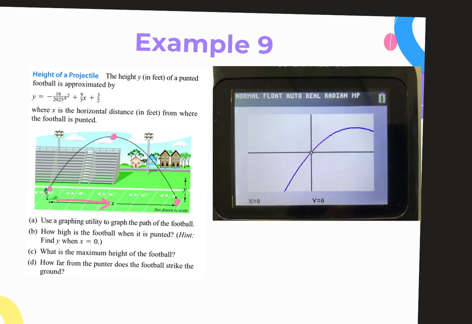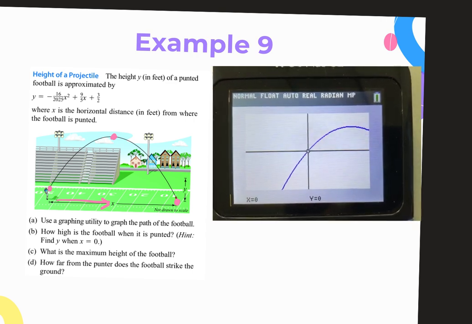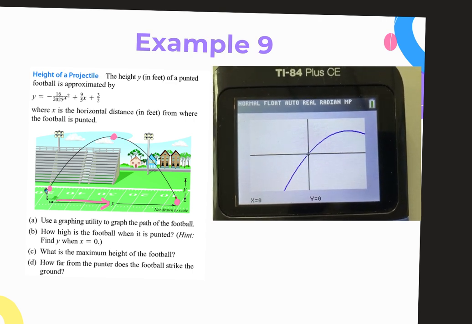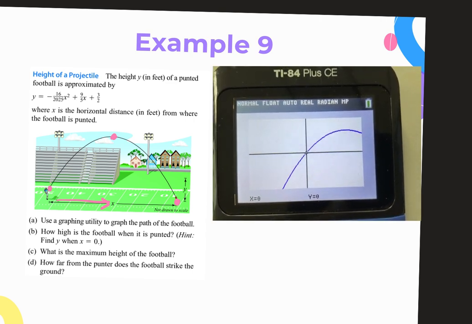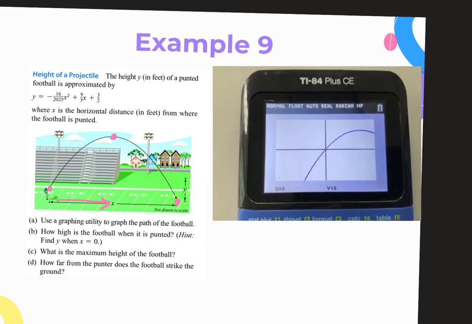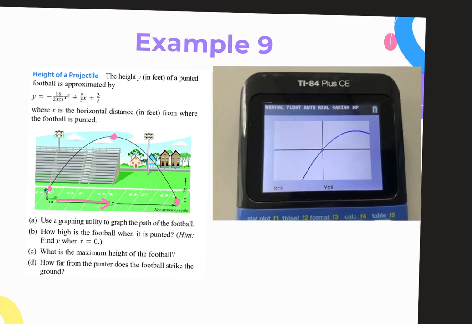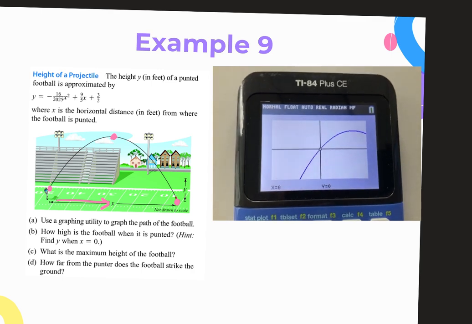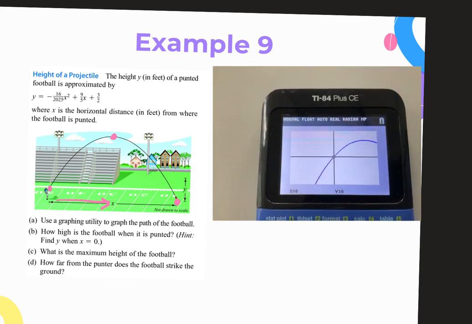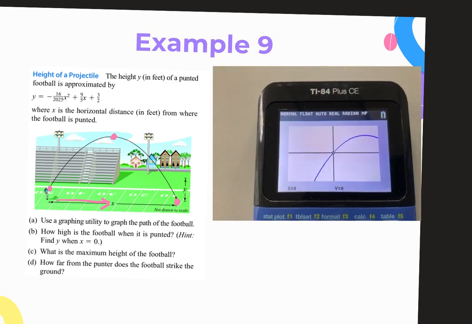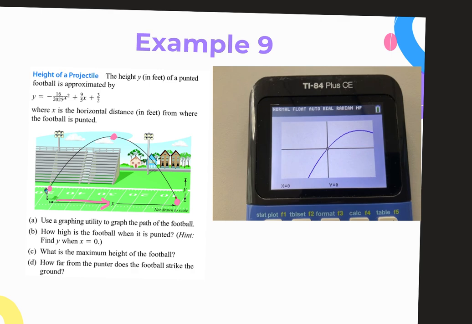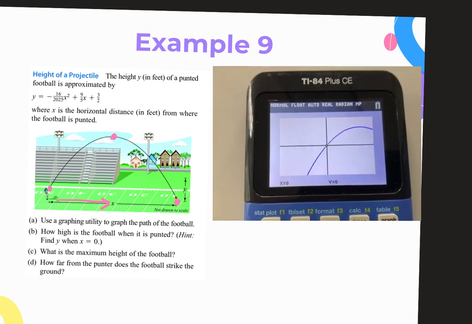B says, how high is the football when it's punted? So where is the punter, by way of the graph? Where's he standing? He's the y-axis. So whether somebody's throwing something from a balcony or from the ground or jumping off a diving board, whatever it is, they are the y-axis. So if you want to know how high that ball is off the ground when it leaves his foot, we're talking when x is 0, which means your y-intercept.